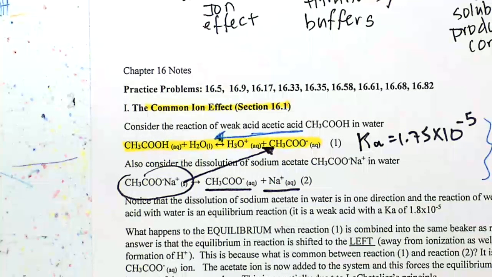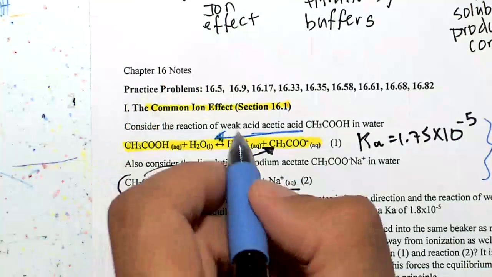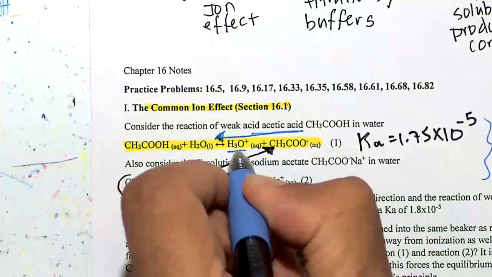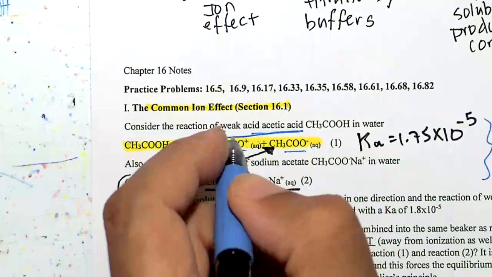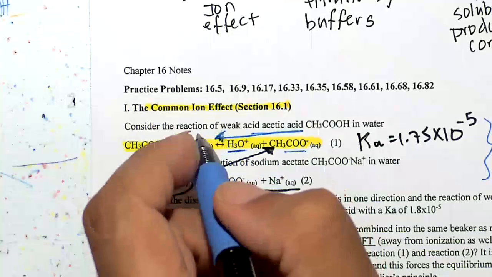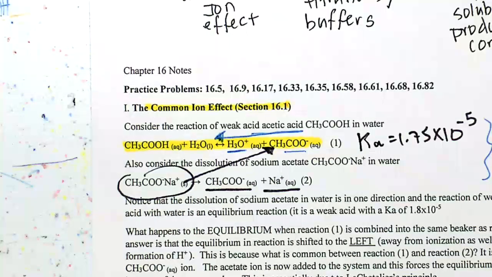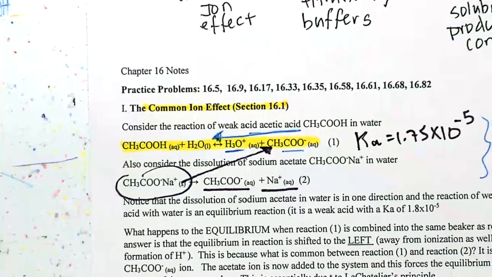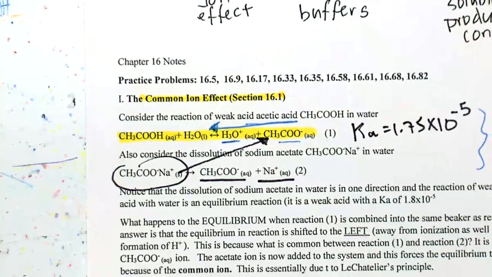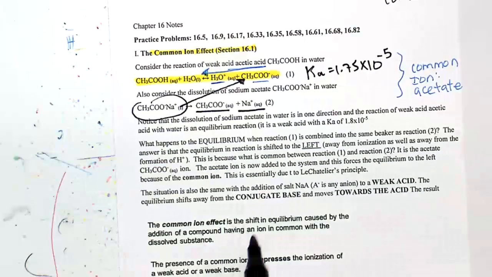The common ion will shift this equilibrium to the side that has less ions. Which side has less ions? The reactant side. This side has the ion H3O+ and an ion acetate. The reactant side has no ions. So adding the common ion, this is just Le Chatelier's principle. It will suppress ionization. This is the key point here.